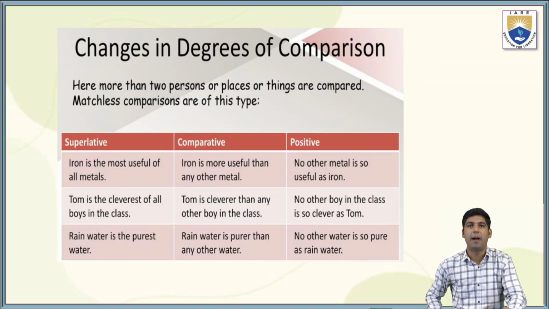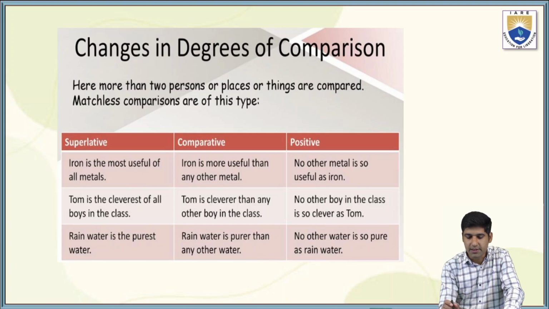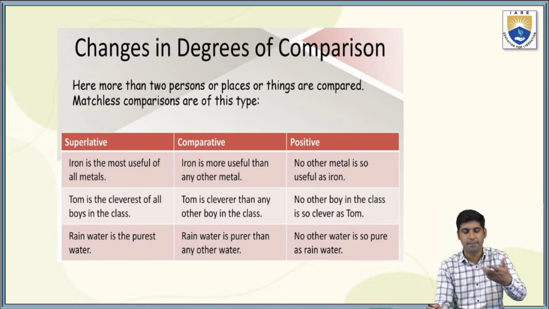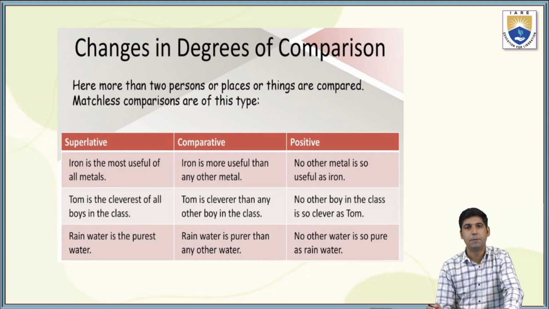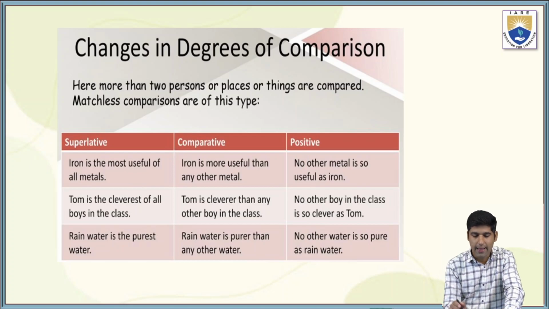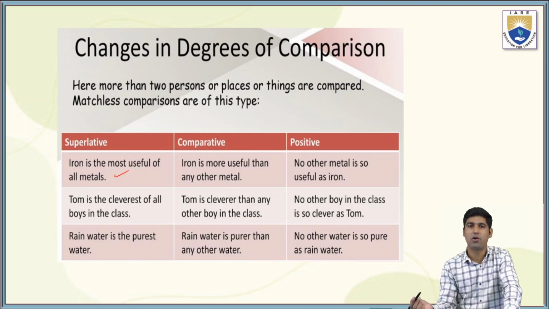Change in degrees of comparison. Here more than two persons or places or things are compared. Matchless comparisons are of this type. When we are having some matchless comparisons, we can make those comparisons like this. See, when it is two or more than two things, obviously the superlative degree is required, but here some exceptions are there. See, iron is the most useful of all metals. It's clear. When it is most useful, it means from all metals.